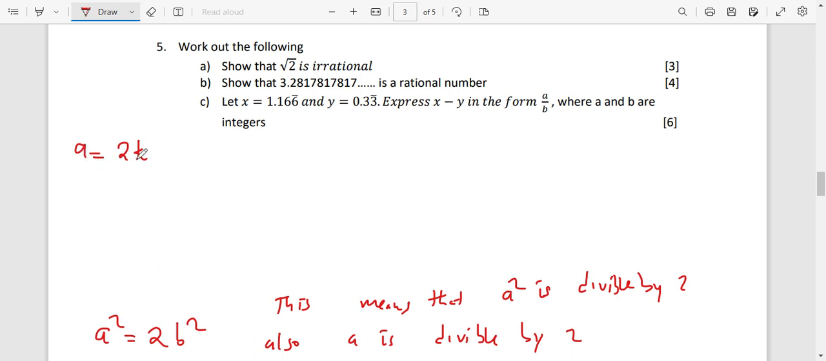So this means that a is equal to 2k, right? And then you go in this expression. Where there is a, you are going to replace with 2k. So that is going to be 2k. But remember that was a squared, so it will be squared. And that is going to be equal to 2b squared.